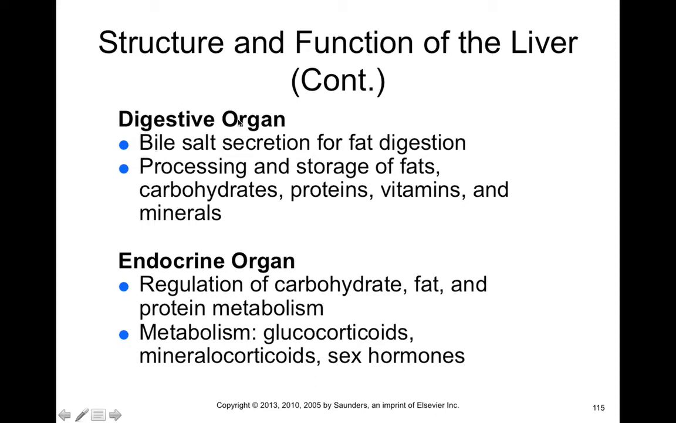And by breaking that into smaller pieces, then we can actually digest it more readily and absorb it more readily as well. Now, some other digestive functions of the liver include things like storing fats, carbohydrates, proteins, vitamins, and some minerals. And as an endocrine organ, it's involved with regulating things like carbohydrate, fat, and protein metabolism because it's sensitive to certain hormones that help regulate this type of metabolism. It's also involved with the breakdown of glucocorticoids, mineralocorticoids, and sex hormones. And remember from previous chapters, we talked about how the liver also synthesizes angiotensinogen, which was the precursor to angiotensin 1. So as an endocrine organ, it's actually involved in part with helping to raise your blood pressure.